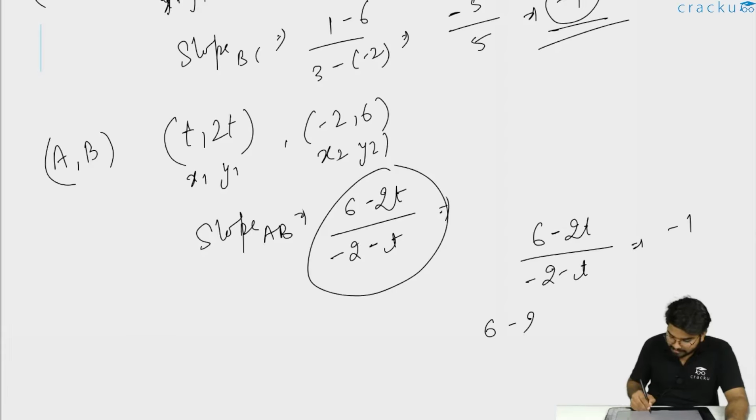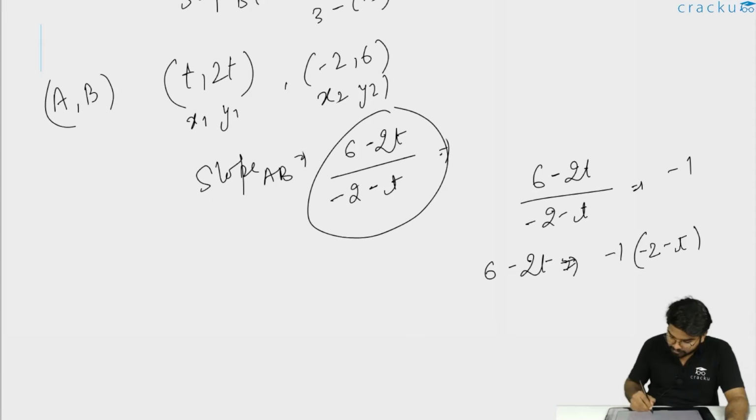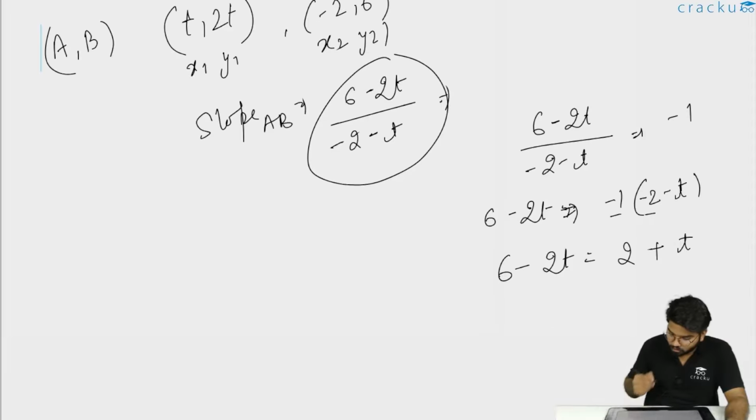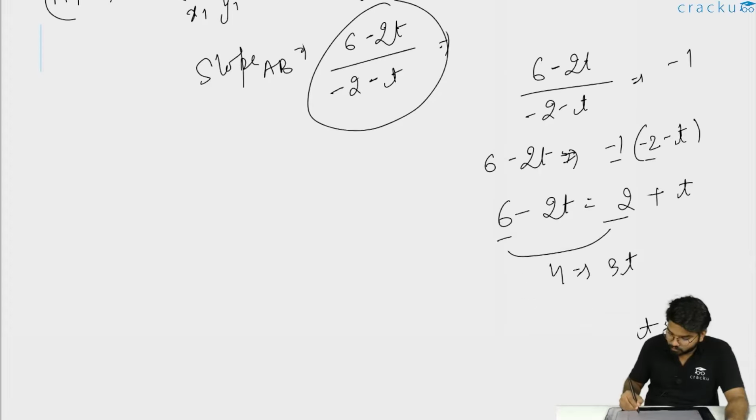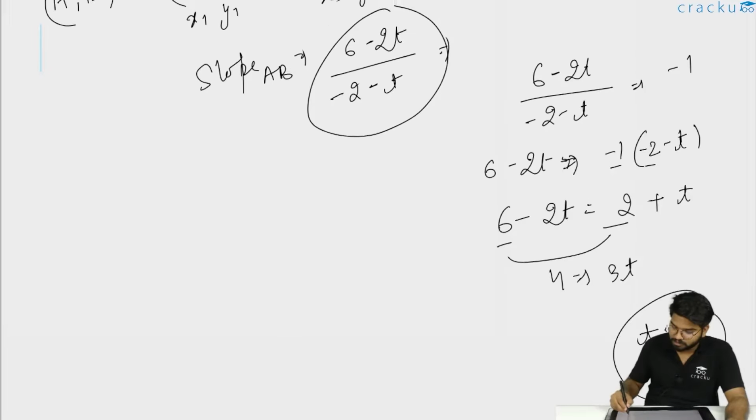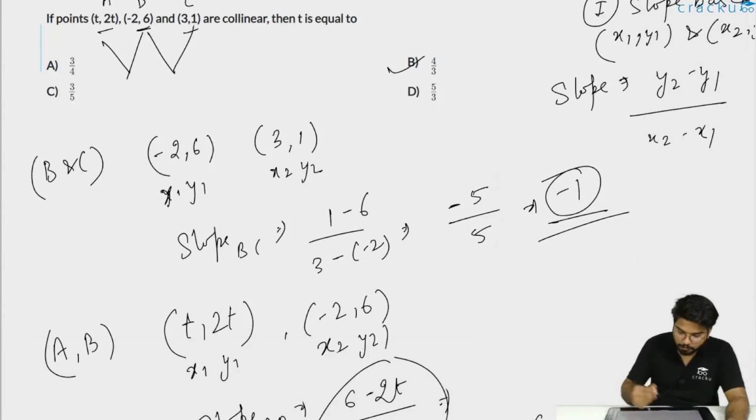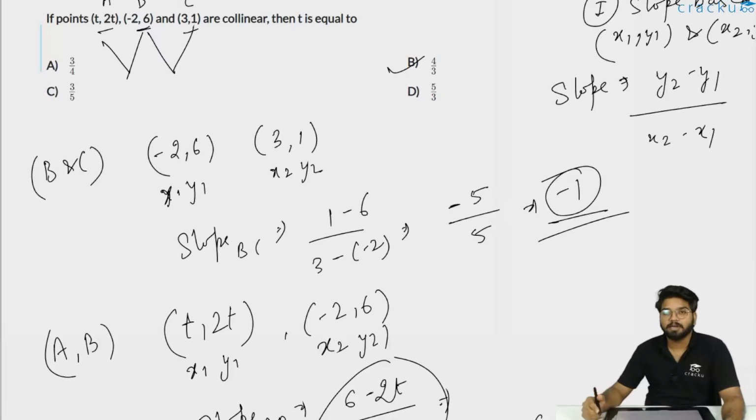If we cross multiply, this will be minus 1 into minus 2 and minus t. This will be 6 minus 2t is equal to minus 1 and minus 2, 2 minus 1 and minus t plus t. Or if we solve this, this will come here, this will be 4 is equal to 3t, and t will be equal to 4 by 3. So using this slope approach, the answer is option B, 4 by 3. It was a very straightforward approach.